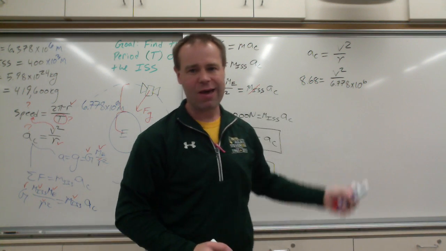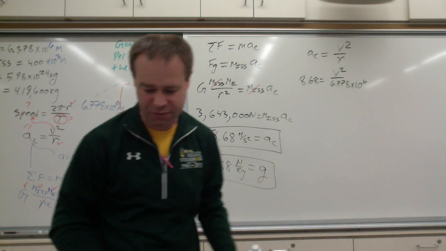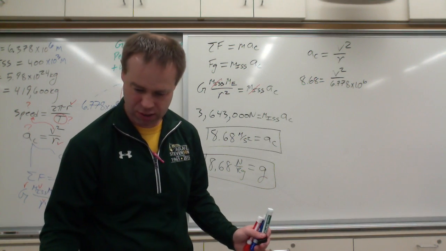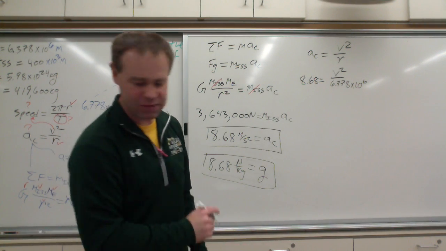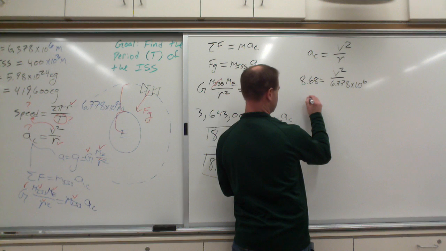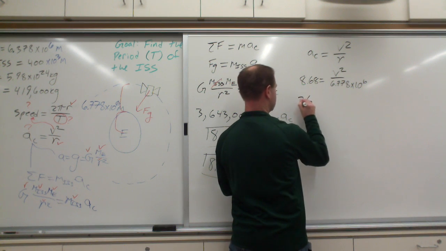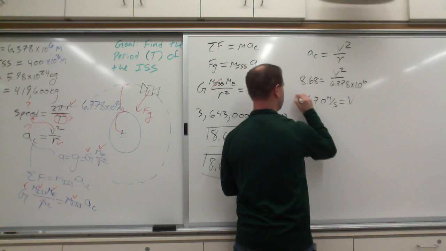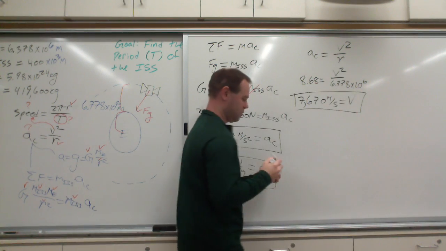Multiply that to the other side, square root, and you will find that the velocity of the International Space Station is, I have it written down here, 7,670 meters per second. 7,670 meters per second is the velocity or the speed of the International Space Station.